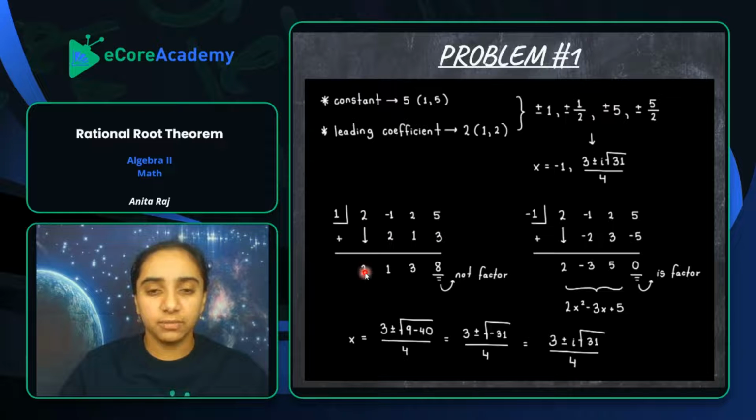We're just going to solve, drop the 2, multiply that times 1, write the 2 under the negative 1. Negative 1 plus 2 is 1. 1 times 1 is 1. 2 plus 1 is 3. 3 times 1 is 3. 5 plus 3 is 8. I know I went through that fast, but hopefully again you have practice.